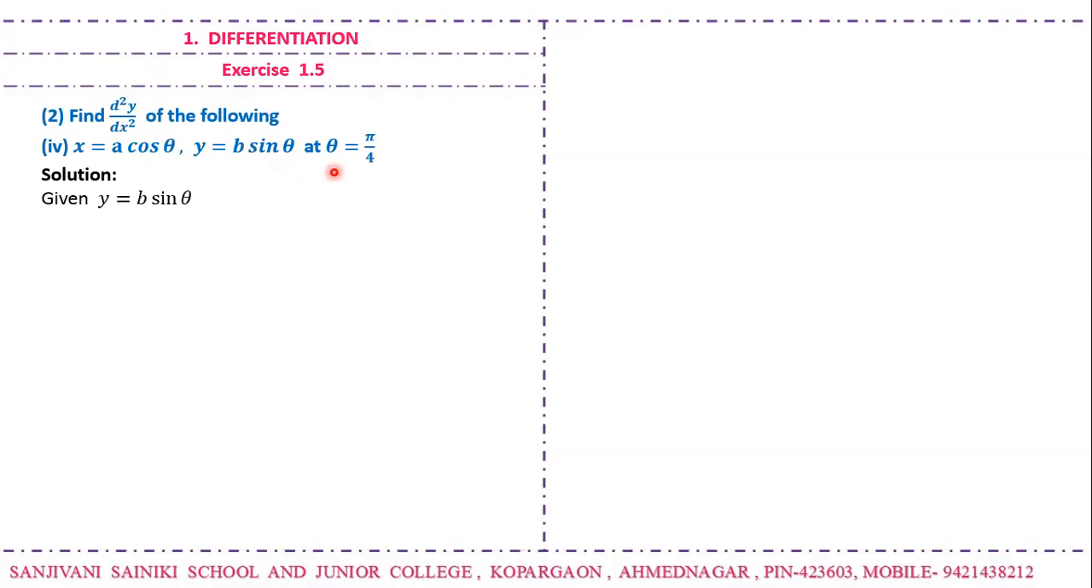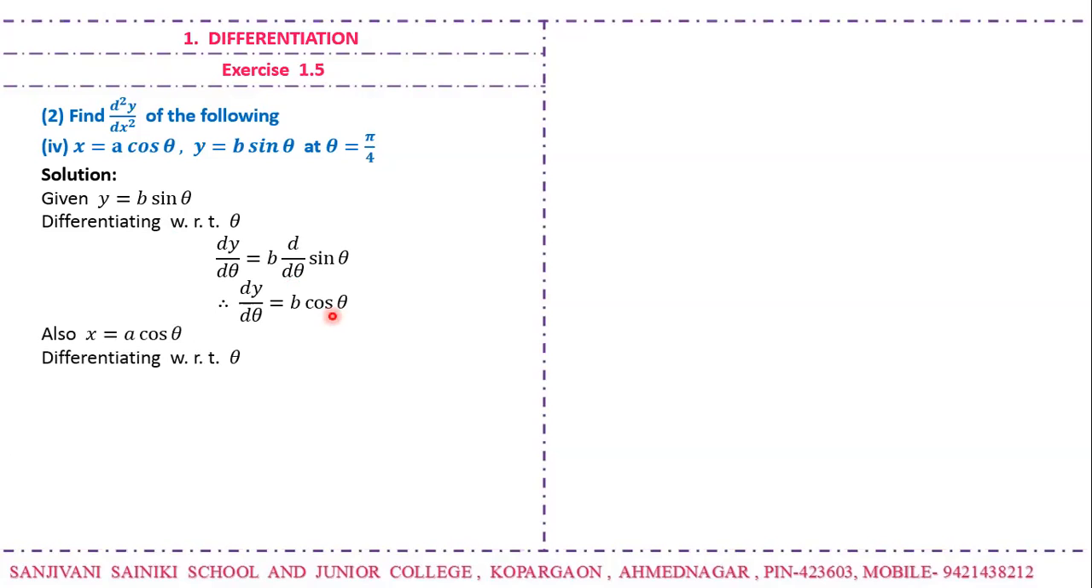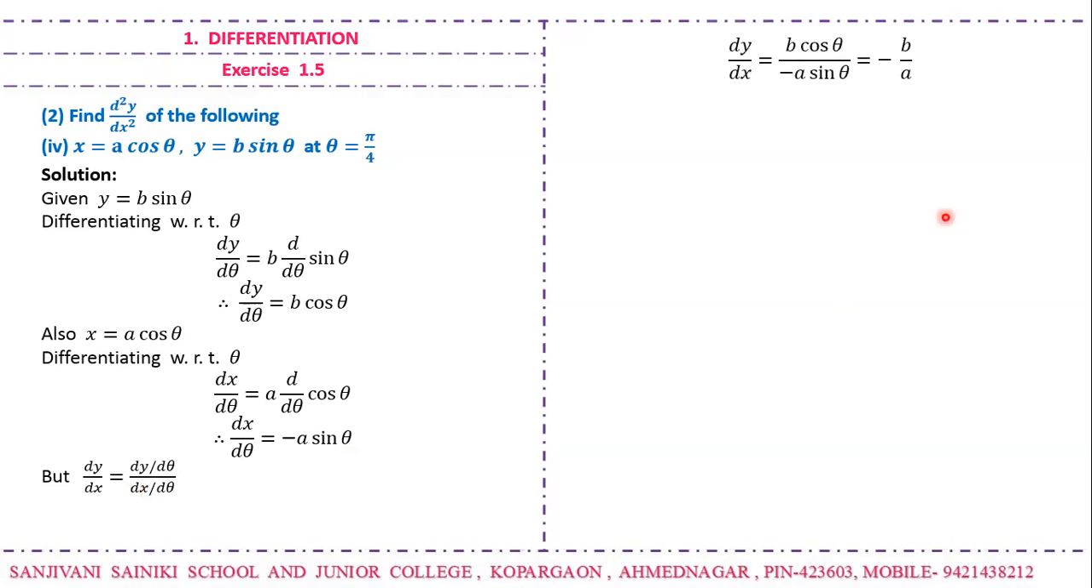Now the next example is x is given as a cos theta, y is given as b sine theta, and the parameter theta is pi by 4. Take y, differentiate with respect to theta. Similarly, take x, differentiate with respect to theta. Use parametric differentiation to find the derivative dy by dx. It comes out to be minus b by a cot theta.